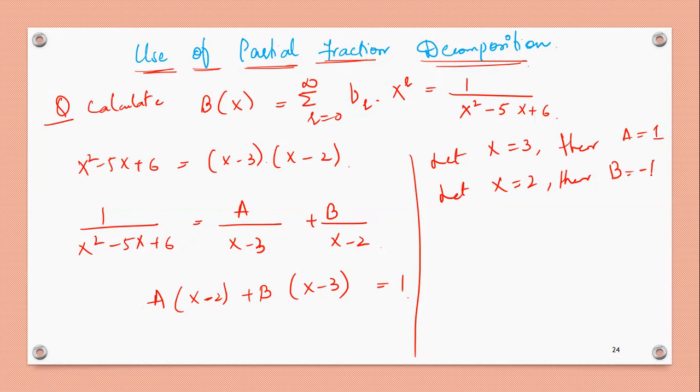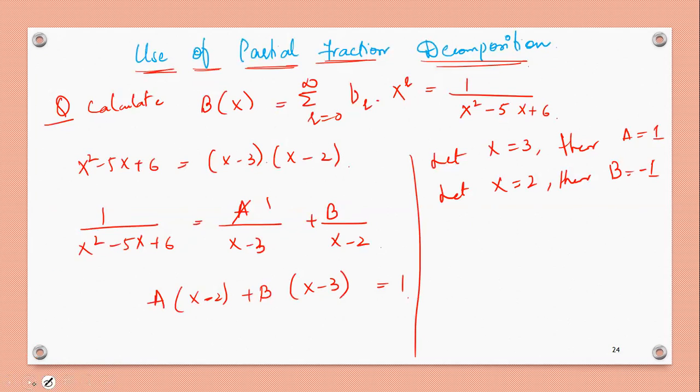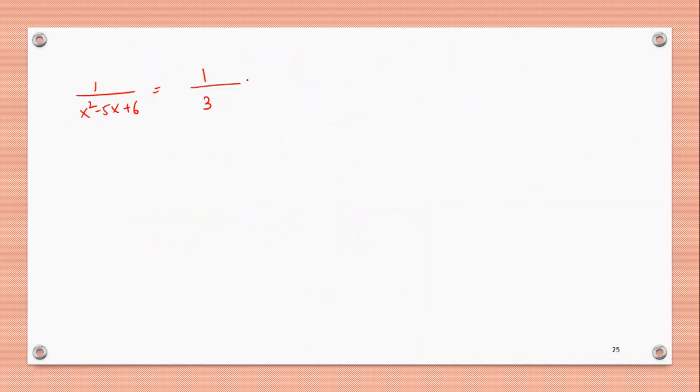Okay. Now, after that, substitute the A and B values. So instead of A by x minus 3 plus B by x minus 2, we will get 1 by x minus 3 and minus 1 by x minus 2. Okay. So let's write that: 1 by x square minus 5x plus 6 is equal to 1 by 3 minus x. Now I'll tell you the reason why I am writing it as 3 minus x.